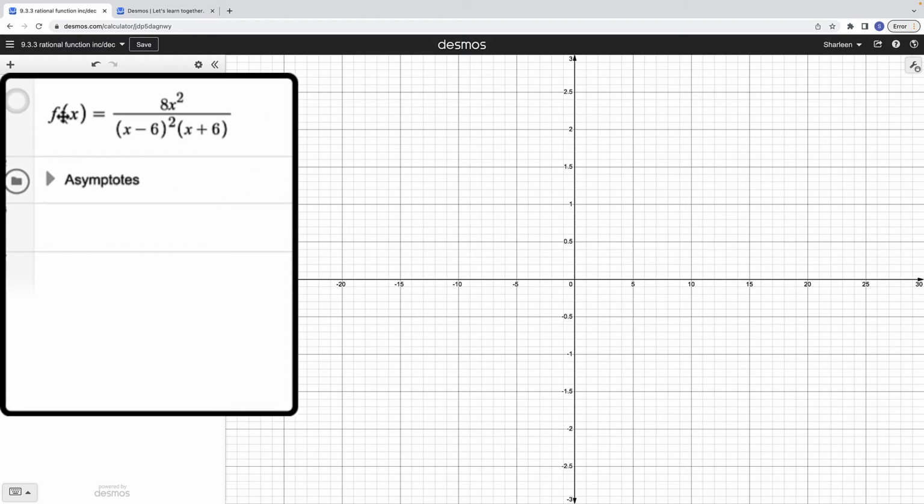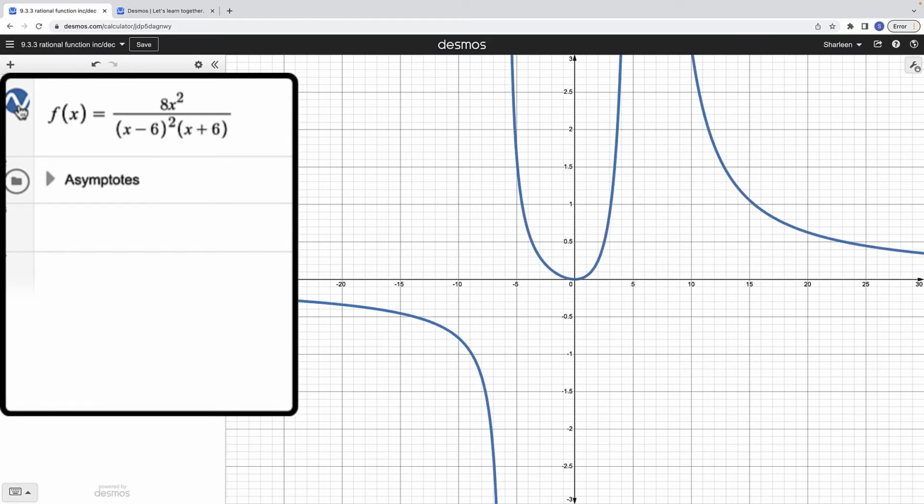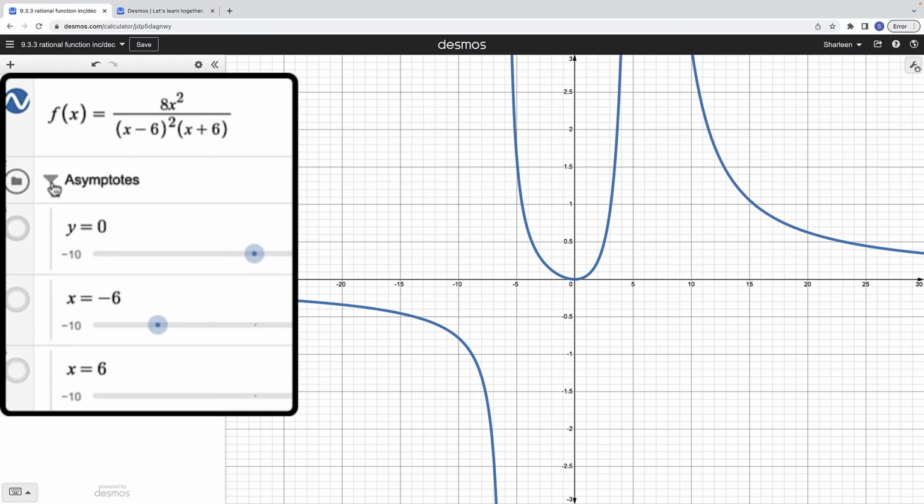I've already entered the function for us on this graph. Here's our function for f of x. But we found that this function has a horizontal asymptote and 2 vertical asymptotes. So I'm actually going to add these to the graph just so we can see them. So here's our horizontal asymptote at y equals 0, and our vertical asymptotes at x equals -6 and x equals 6.